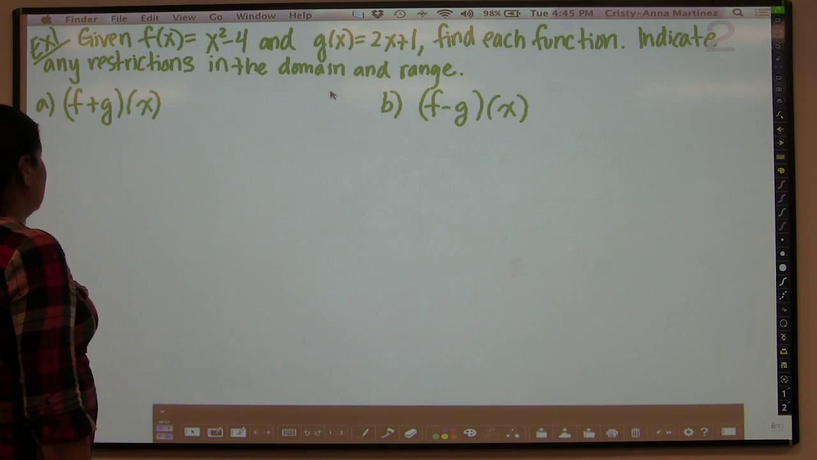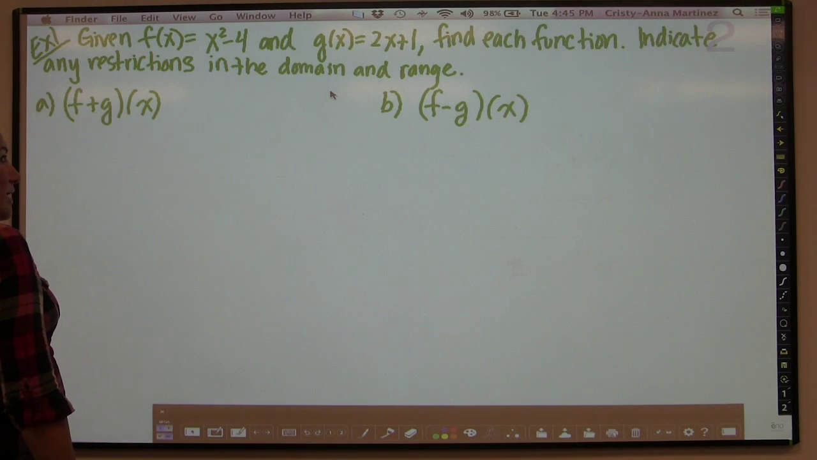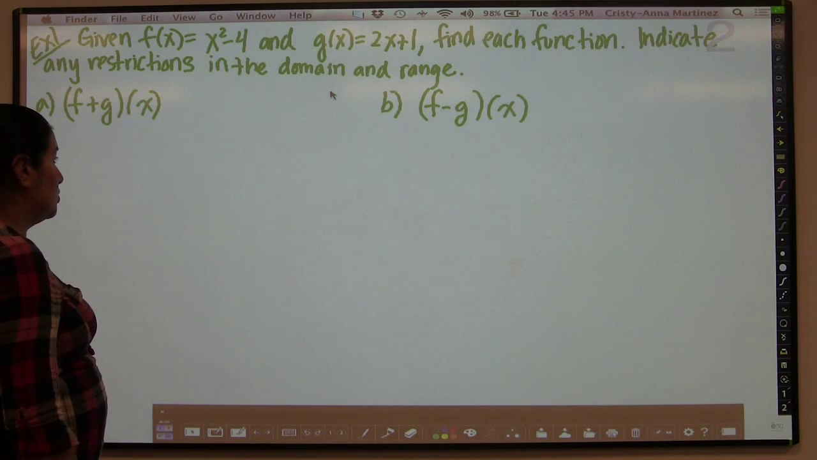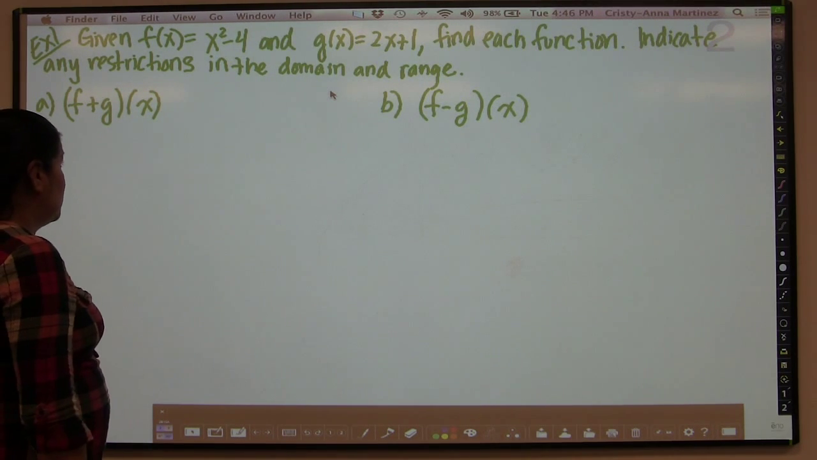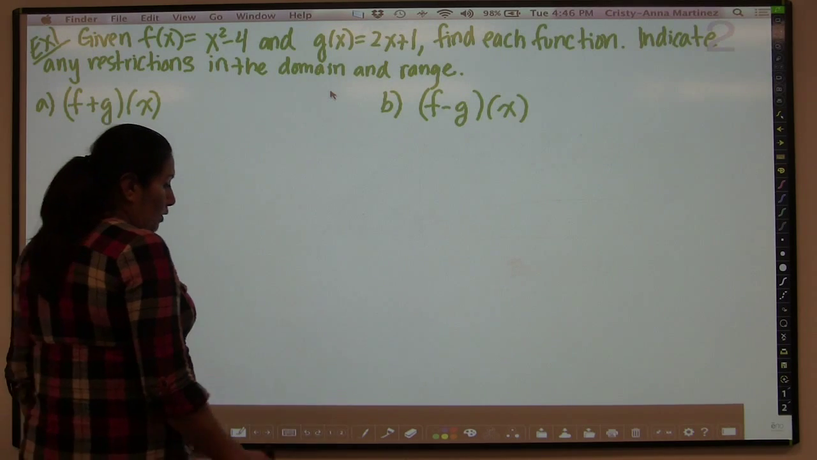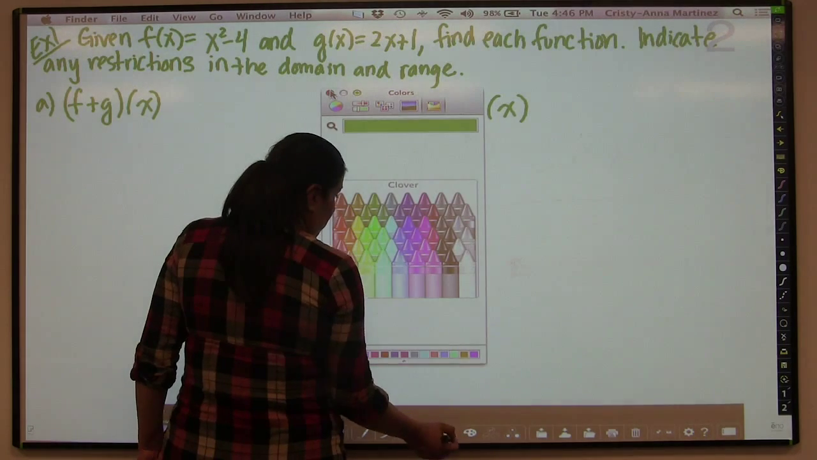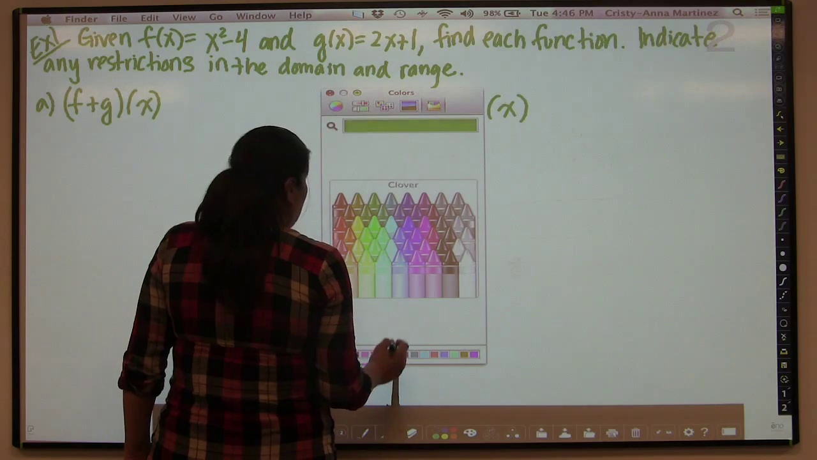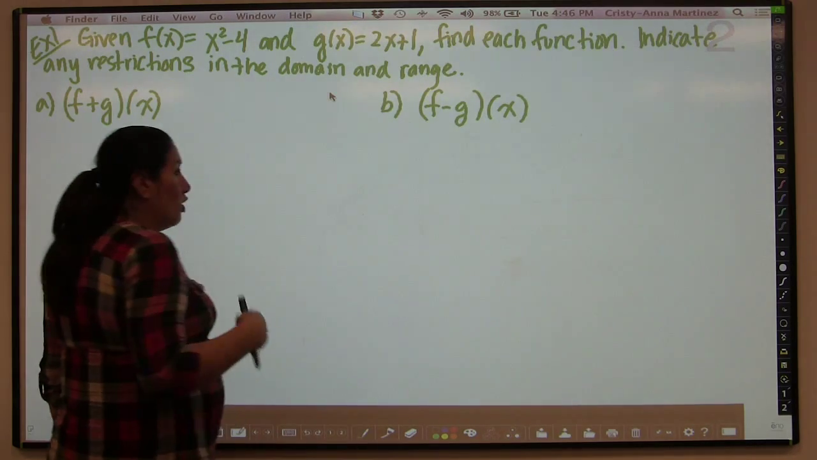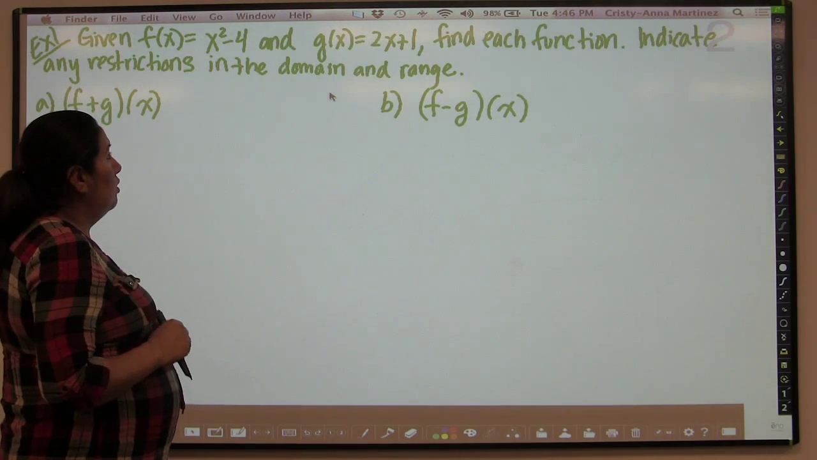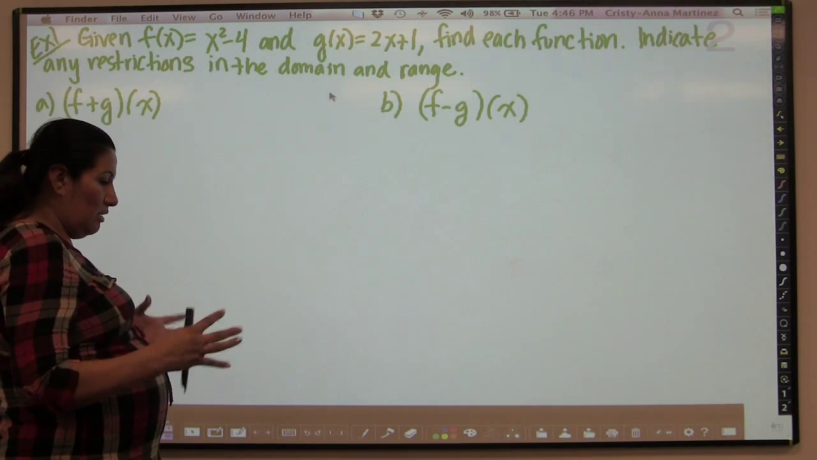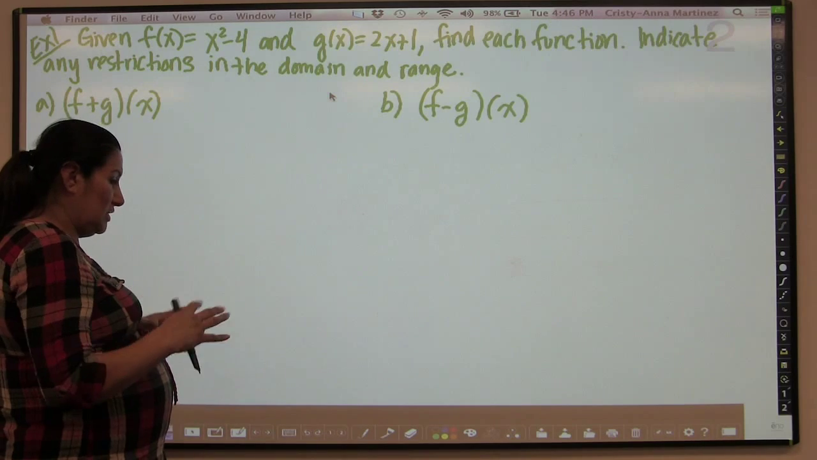In this example, it says, given that f of x equals x squared minus 4, and that g of x equals 2x plus 1, find each function and then indicate any restrictions of the domain and range. When you are composing functions, the domain and range is going to be based on the original functions themselves and then the function that is put together.